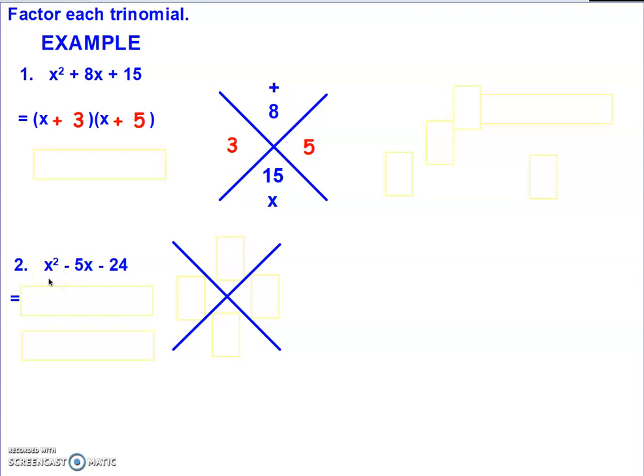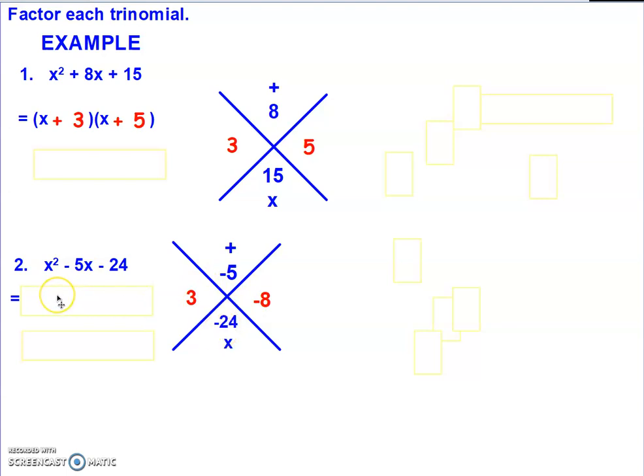x squared minus 5x minus 24. Here we throw in some negative numbers. All right, the coefficient of x is negative 5, so that goes at the top. Two numbers that add up to negative 5. And the constant, or the number at the end, is negative 24. Remember to include those negatives. That's a negative 5 and a negative 24. So here goes our negative 24. So what are two numbers that add up to negative 5 and multiply to negative 24? Well, the numbers are 3 and negative 8. 3 plus negative 8 is negative 5, and 3 times negative 8 is negative 24.